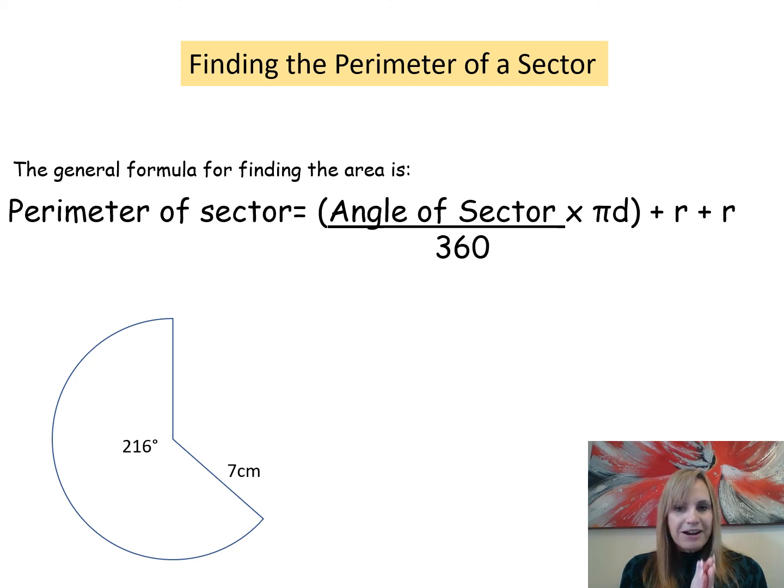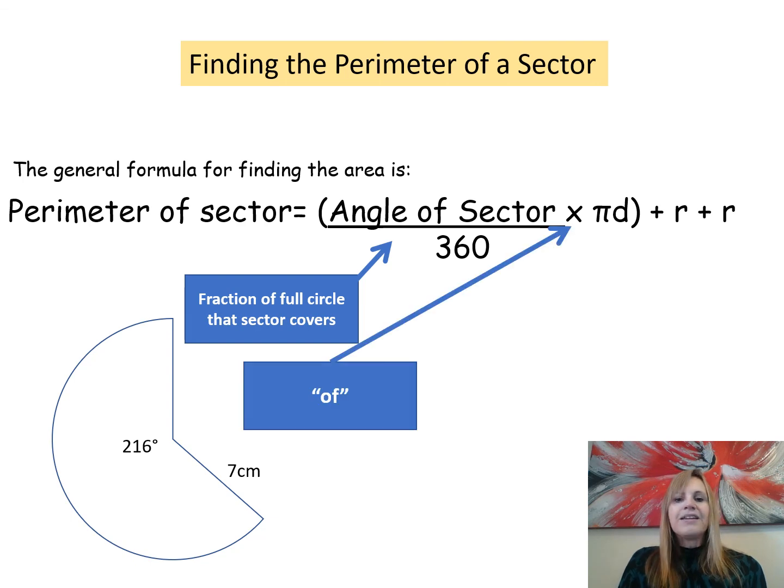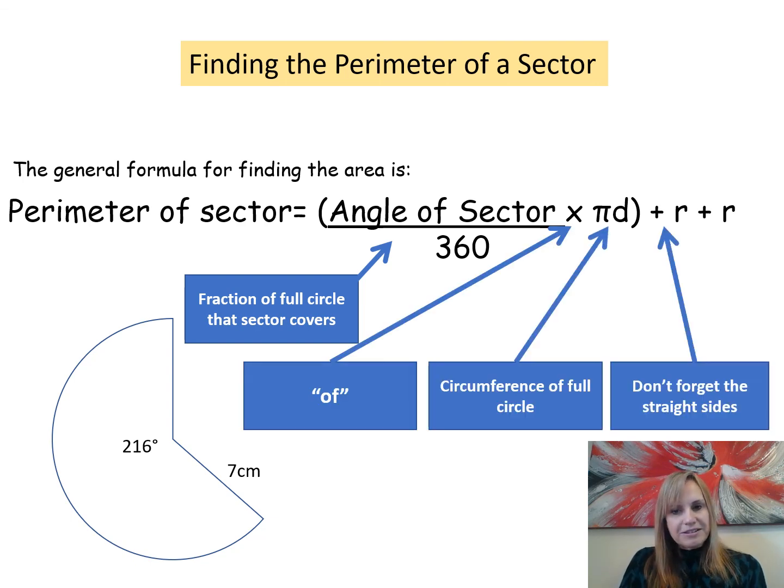So we're doing that fraction times pi d, which has got something to do with the circumference. Now when we do that, it only takes us around the curved edge of that shape. So the next thing we need to do is add on a radius and another radius. Okay, so we have the fraction of the full circle. Times means of, so we want a fraction of the circumference, and we're going to add on the straight sides.